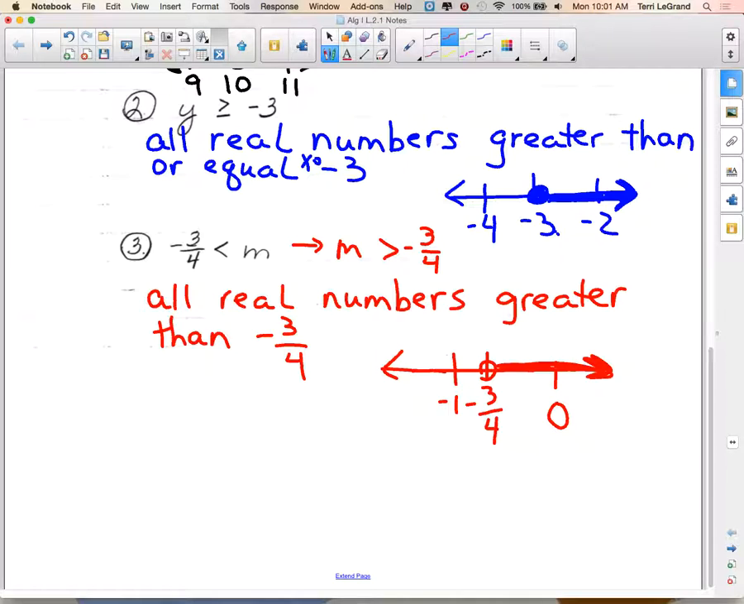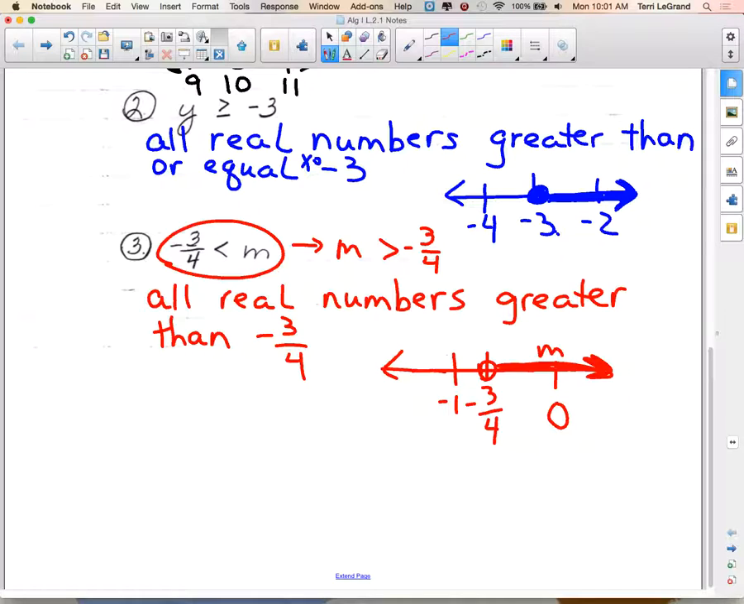Now let's just see if we did that right. Kind of go back to here and let's see what this says. This says -3/4 is less than all the numbers m can be. Because this is like m right here, you guys. So does that what it says? -3/4 is less than all the numbers m can be.